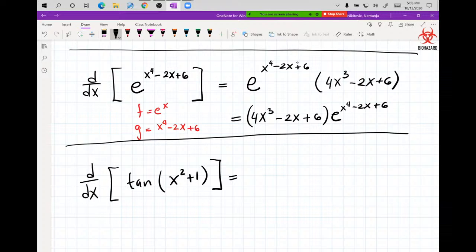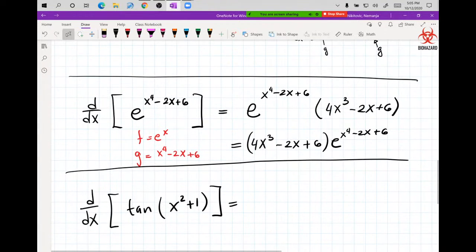Professor, for the previous problem, where did you get the polynomial? The polynomial is given to you, right? Oh, you mean in the answer? Yeah, 4x cubed. Where did you get that? Well, this is your f prime and this is your g prime from the formula.